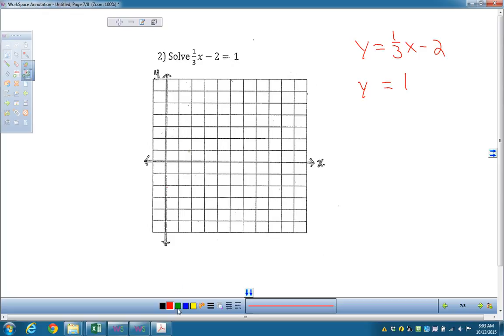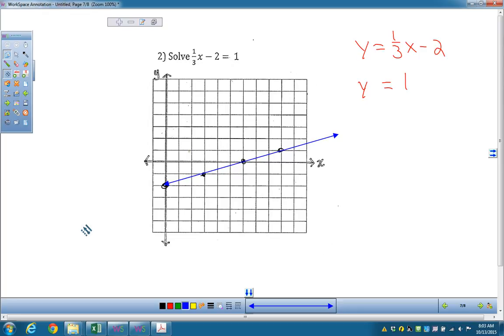What's the y-intercept? -2. So I put a dot at -2. From that -2, I'm going to go over 3 and up 1. Over 3, up 1. Do it a couple times so your graph is accurate. And then just connect the dots. Okay? There you go.